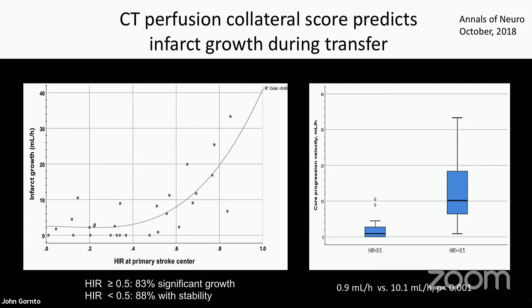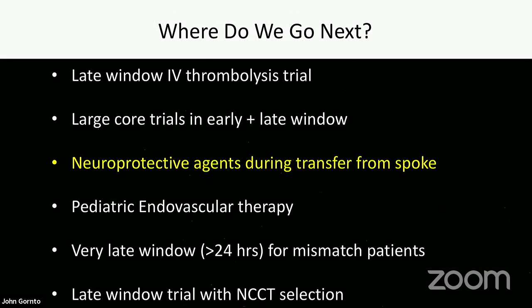So why is this important? It's important because people are very excited again about neuroprotective agents. It's a huge graveyard of neuroprotective agents way back in the 90s. They'd all failed, but they may have failed because we were treating the wrong patients, right? If you're treating a patient who is not going to grow during a few hours, then the neuroprotective isn't necessary.